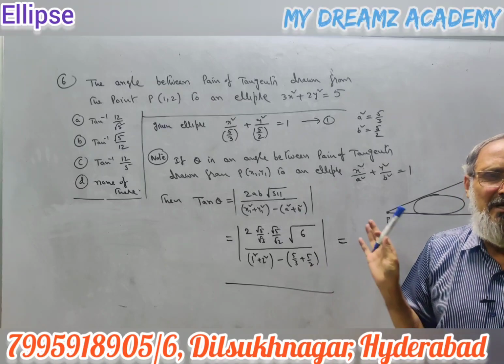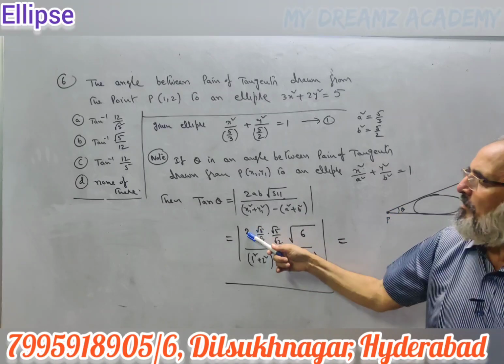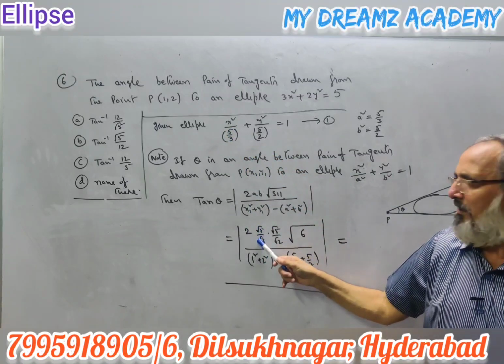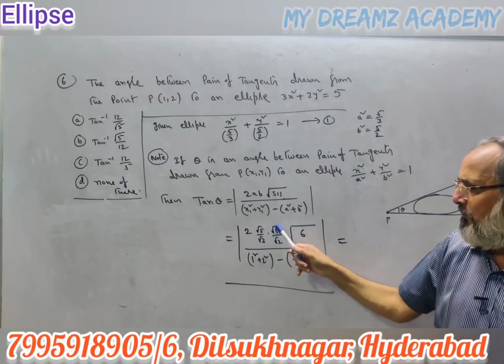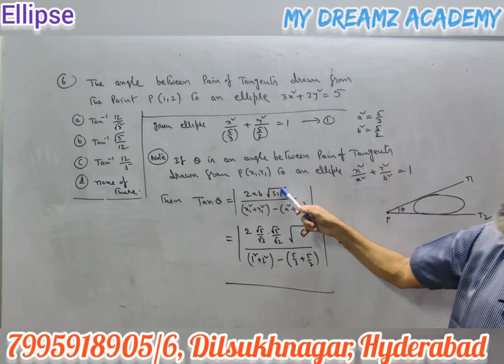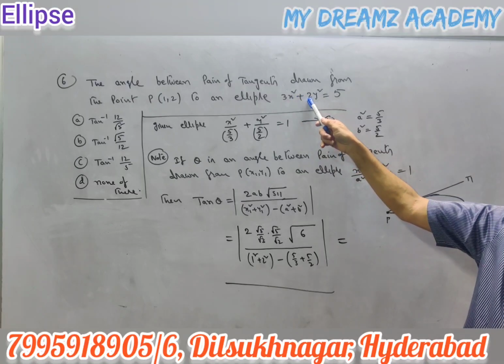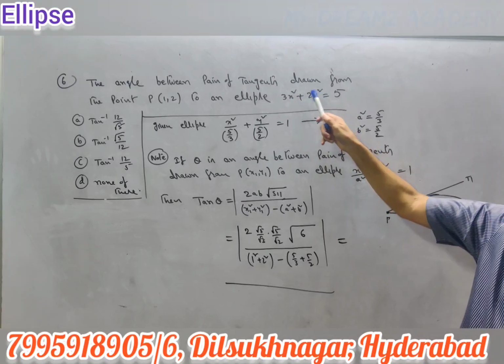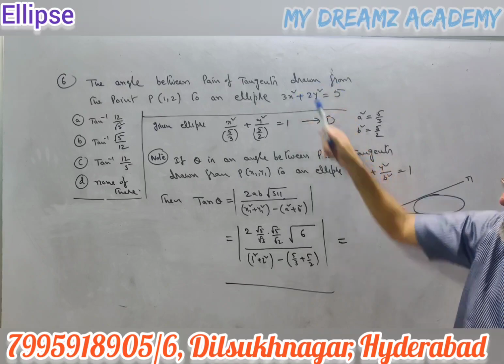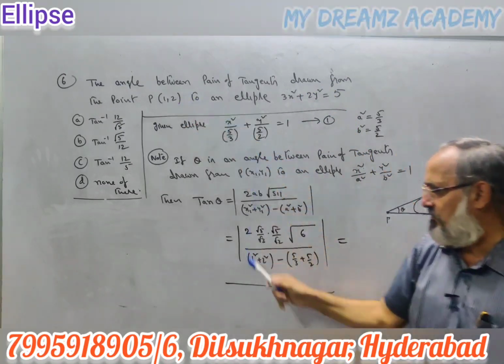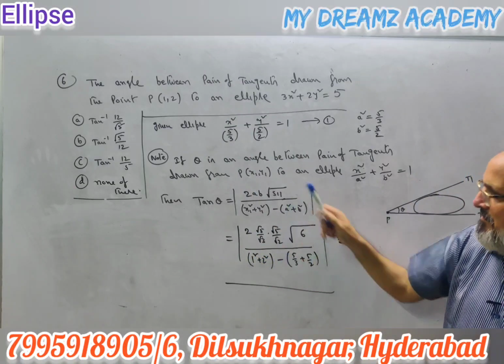Just substitute and simplify. 2 into a: a square is 5 by 3, so a is root 5 by root 3. b is root 5 by root 2, into root of S11. S11 means 3 into 1 square is 3, plus 2 into 2 square is 8, 8 plus 3 is 11, 11 minus 5 is 6, root 6. And x1 square plus y1 square means 1 square plus 2 square, which is 5, minus a square plus b square.